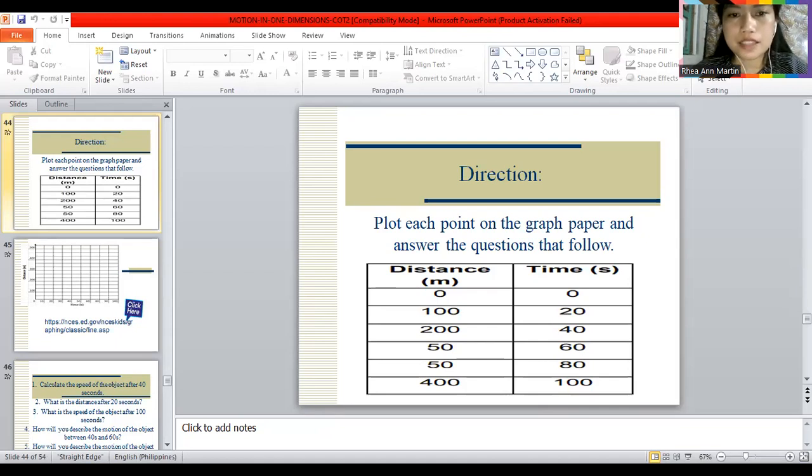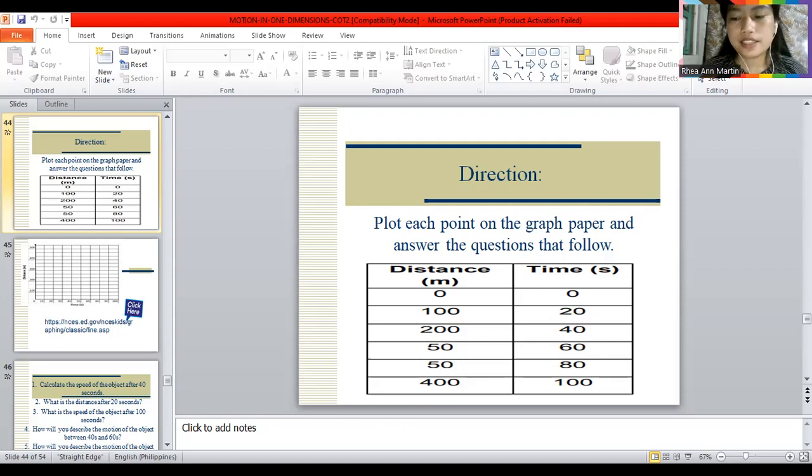Speed yung hinahanap natin. So, speed is equal to distance over time. 200 over 40. That is, ilan? Calculate. 200 over 40. That is 5 meter per second.